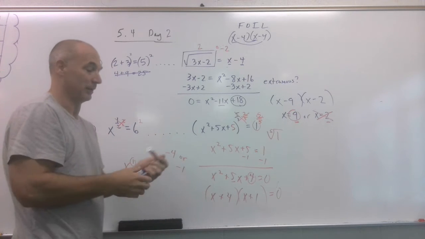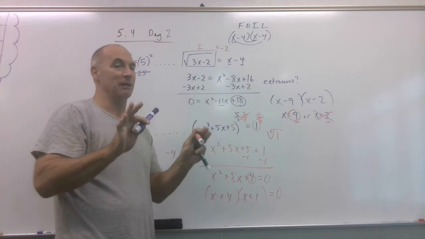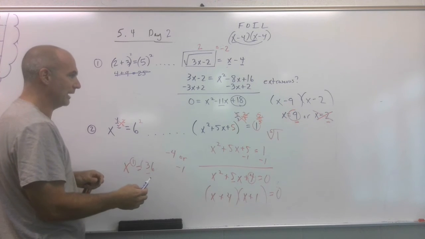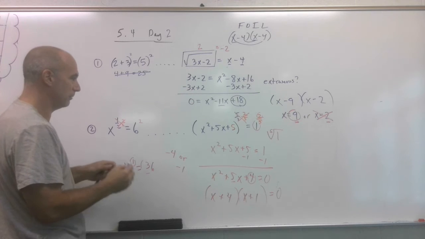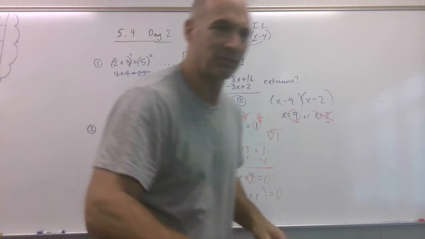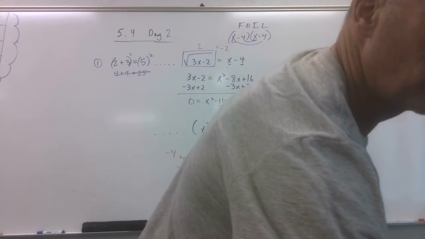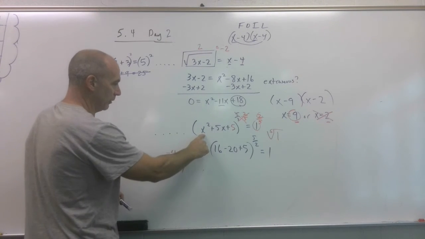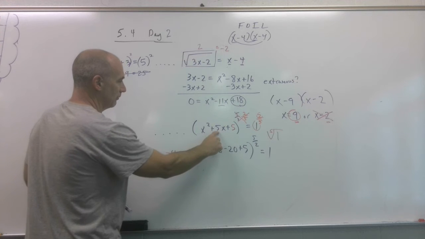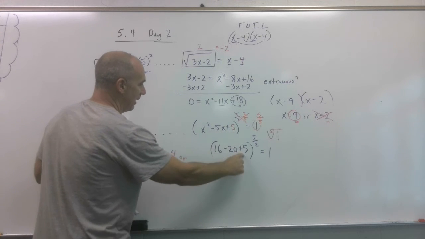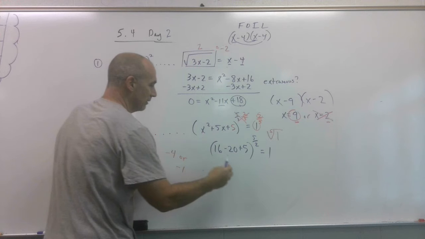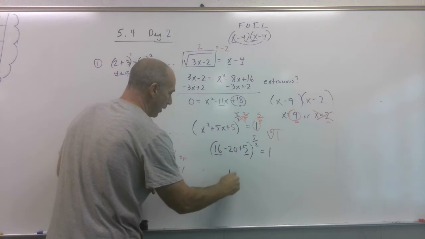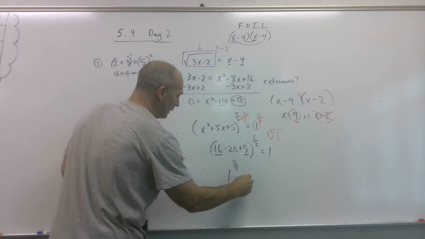I said possible answers. So you just got to get in the habit of knowing they might not work. So I go back to the original problem. Okay, had to create some room there. So I took the -4, squared it, 16. -4 times 5 is -20. That 5 comes along for the ride. Clean this up. 16 plus 5 is 21, minus 20 is 1 to the 5/2 power equals 1.